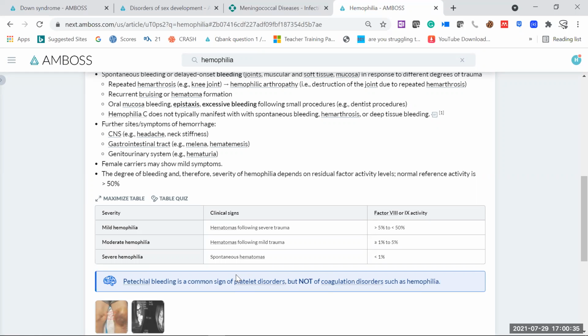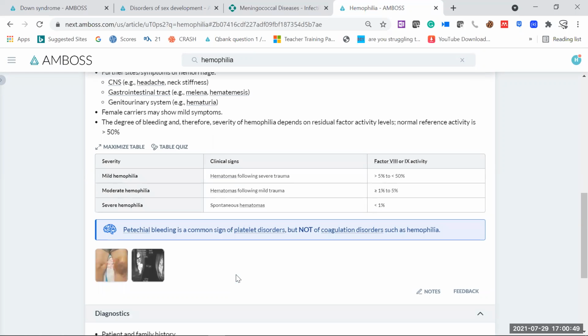If they are having severe hemophilia, you can easily appreciate too many hematomas on the body just by falling, or even if you just hold them tightly, they can start bleeding. The things inside the soft tissue structures can bleed. So they are very fragile. So in case of severe hemophilia, now petechial bleeding is a common sign of platelet disorder.